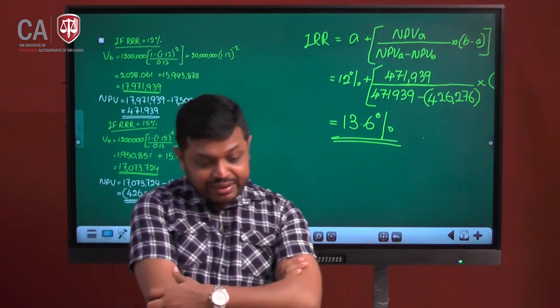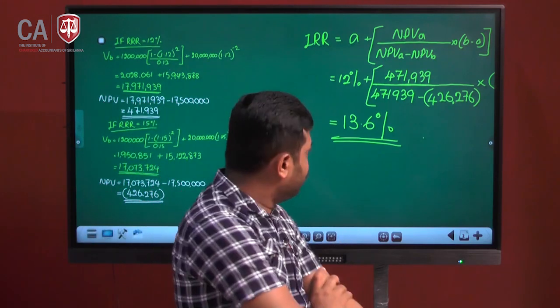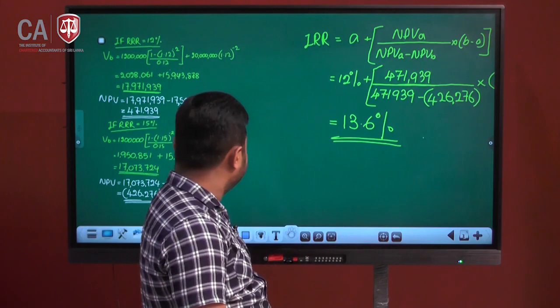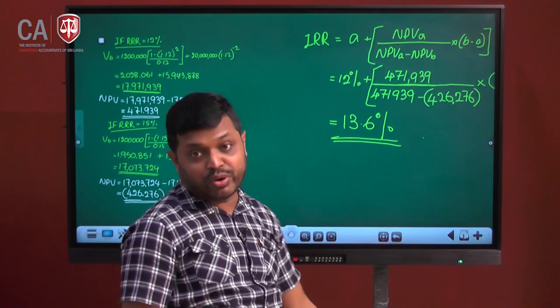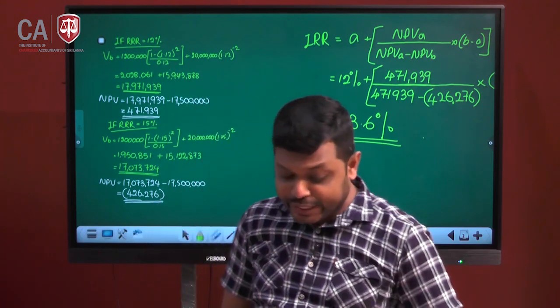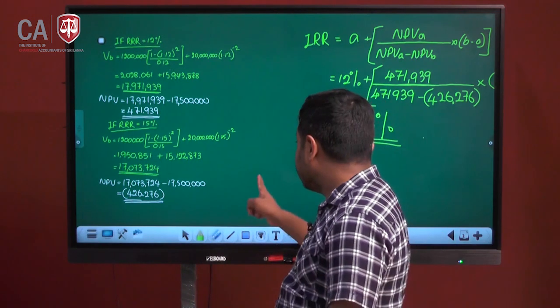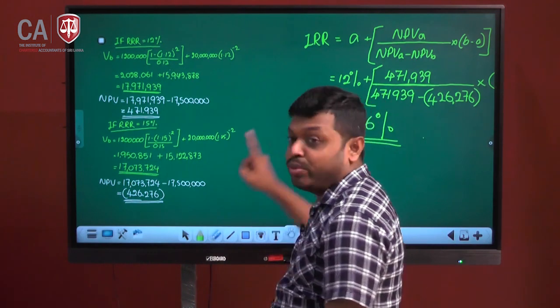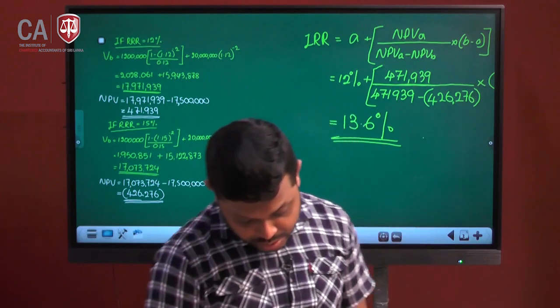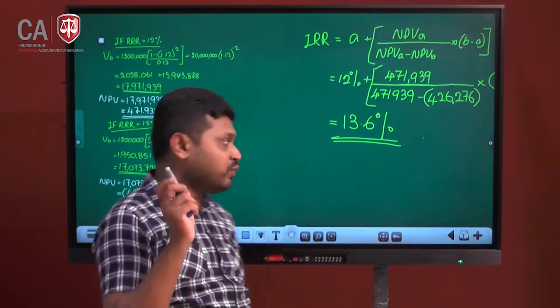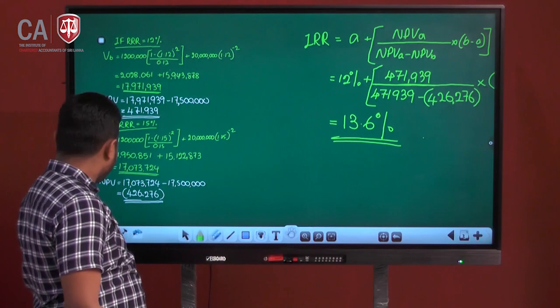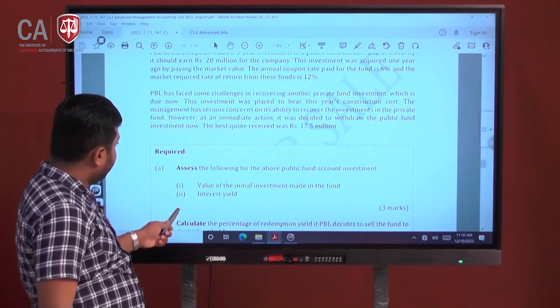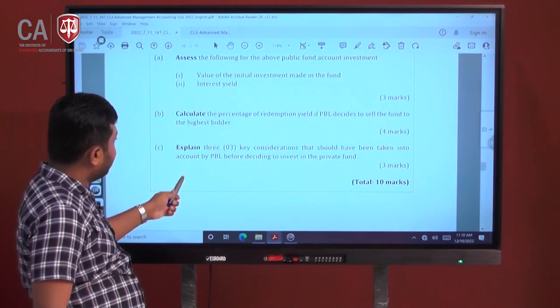Under that rate, you will agree to 17.5 million. Therefore, your yield to maturity rate is 13.6. That is the answer for part B. Okay, we will go back and see the last one.